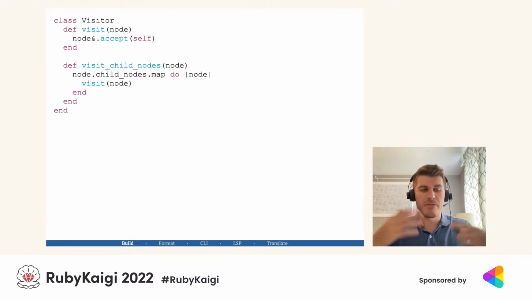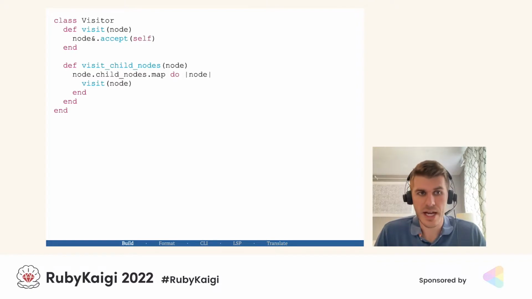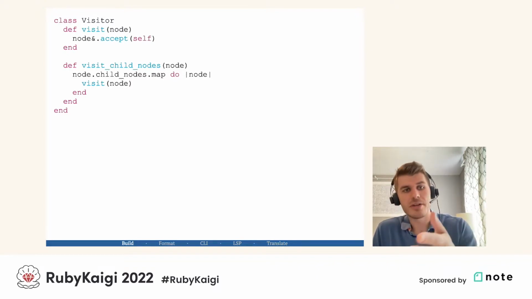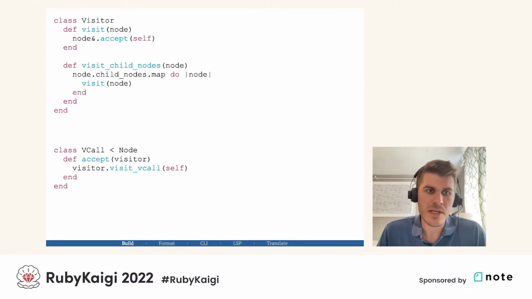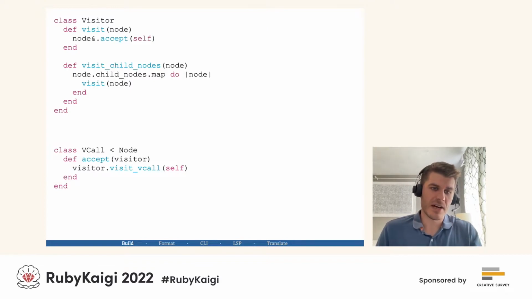This is the basic shape of the visitor. The visitor has a visit method, which visits a node, and it calls .accept on that node, and it passes in the visitor as its first argument. It also has a visit child nodes method, which goes and calls child nodes on the node itself, and then goes and visits in order to walk down the tree. If we go back to our example of the vcall, this has this double dispatch where first you call visit, which calls the node's accept method, and then when you get into the node's accept method, it goes and specializes that call to call back to visitor visit vcall.